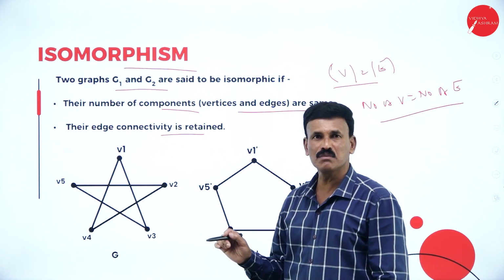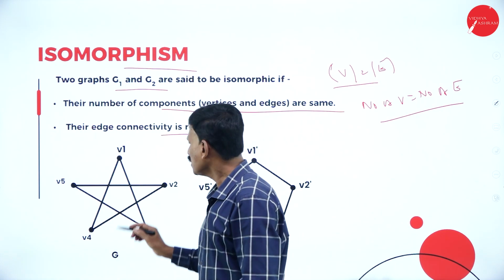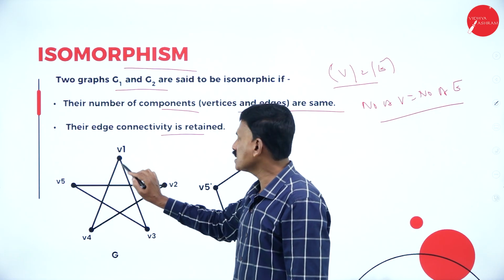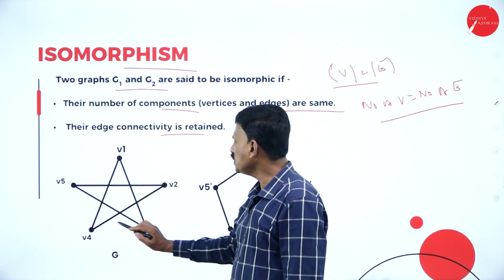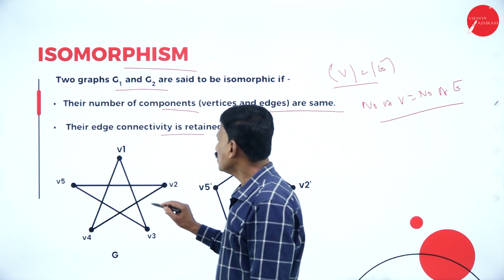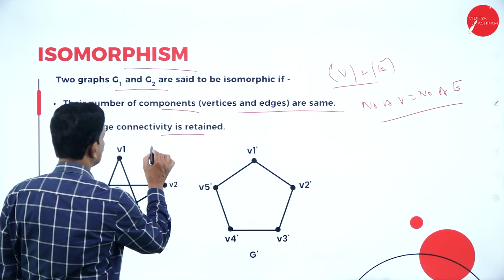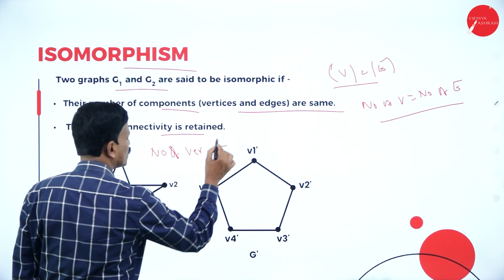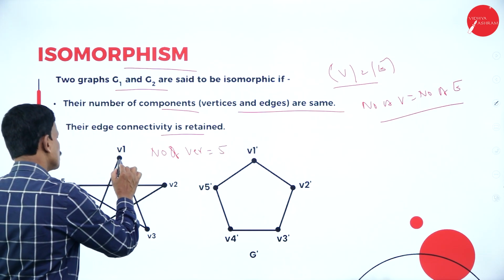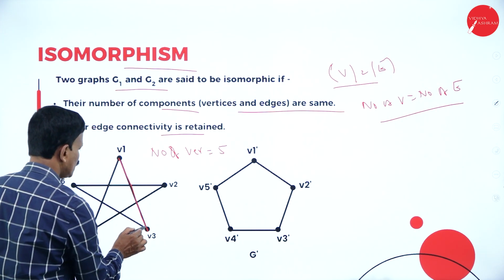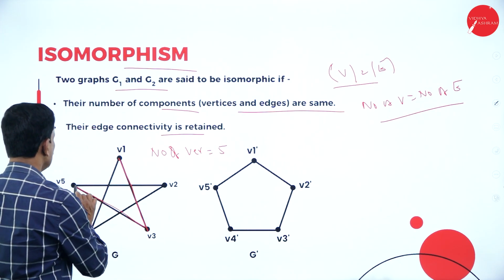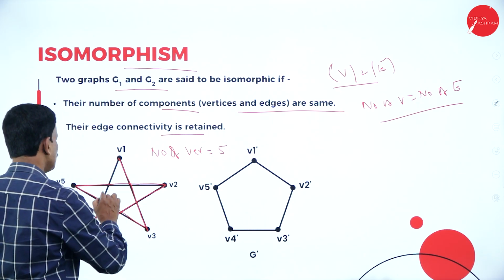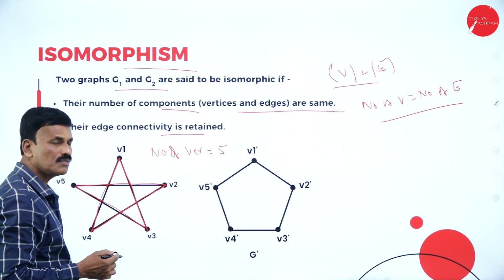Now let us consider a simple example for an isomorphic graph. Consider 5 vertices V1, V2, V3, V4 and V5. So the number of vertices is 5. Now let us draw the graph. V1 to V3, V3 to V5, V5 to V2, V2 to V3 and V3 to V1. So there are 5 edges.